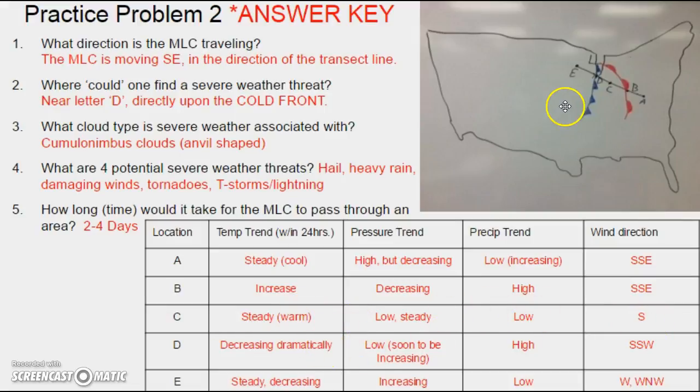I do want to emphasize the cold front, letter D. Your temperature trend is going to change dramatically. It's low now, but it's soon to be increasing. As soon as that rolls through, remember, cold fronts are going to move through very quickly. High chance of precipitation, but it's going to be short-lived. Severe weather potential, and your winds are going to shift as well.